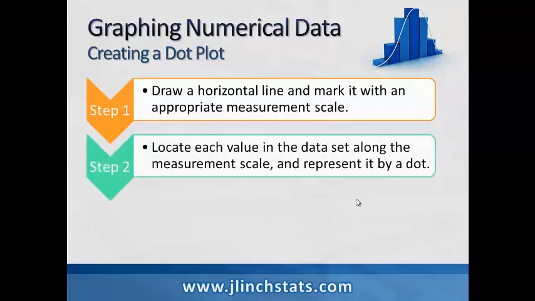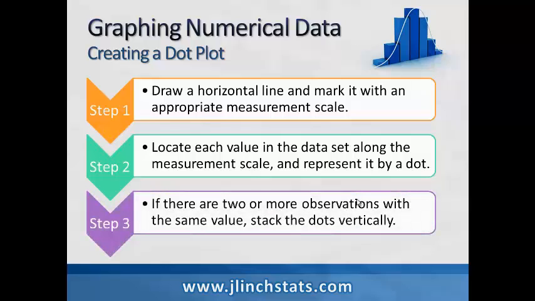Now once we've drawn the horizontal line and marked it with the appropriate measurement scale, we want to next locate each value in the data set along the measurement scale and then represent it by a dot. So we're going to place a dot above the appropriate place on the measurement scale, and typically on dot plots we go by whole number values. It doesn't necessarily need to be that way, but typically we can use continuous data and chop it off or truncate it or round it and use that to represent measurements for a dot plot as well.